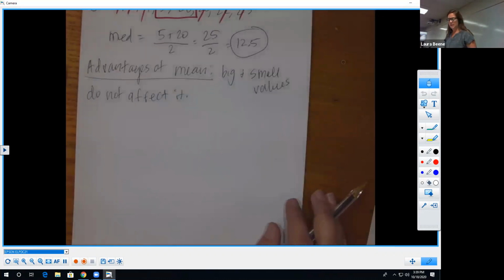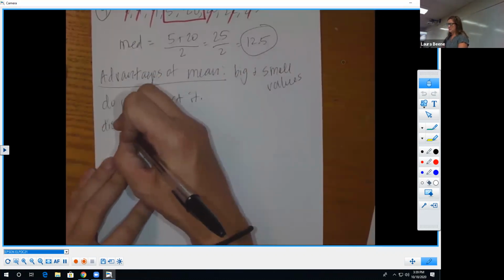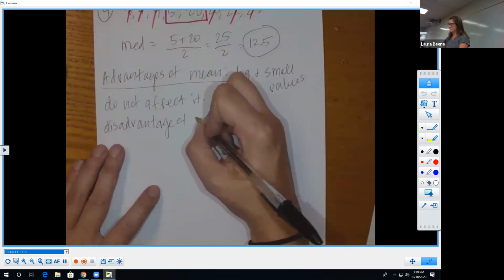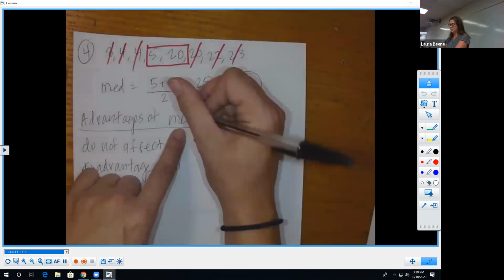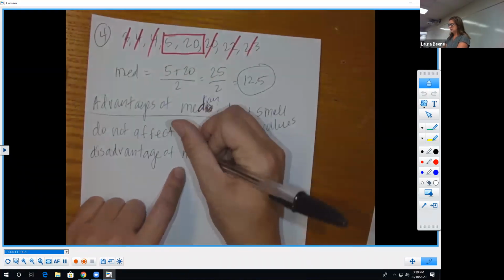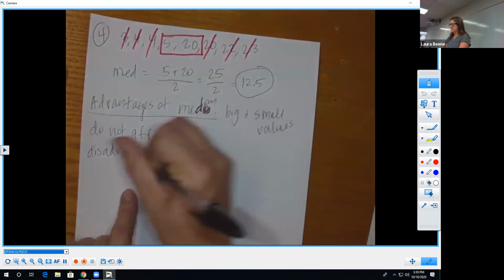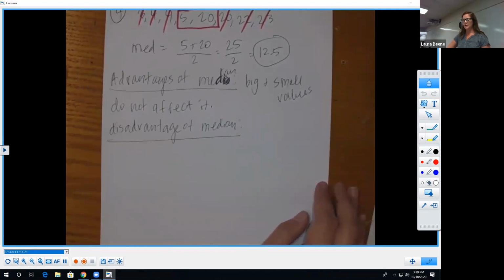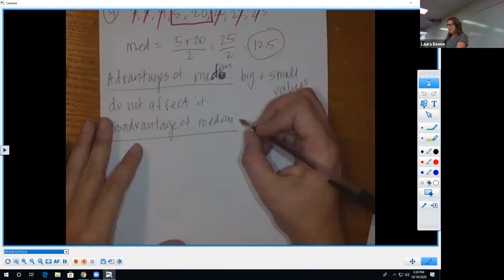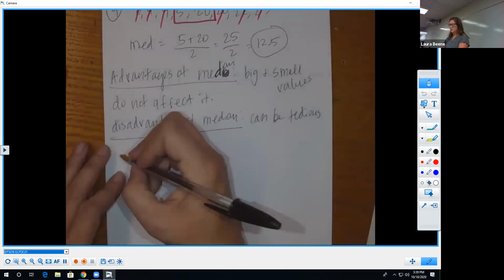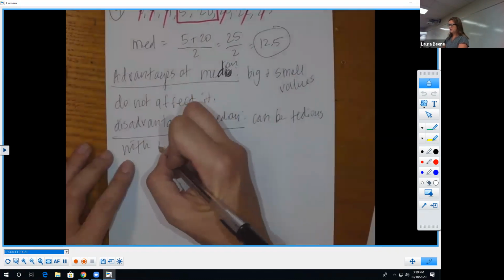A disadvantage of the mean is, think about what a disadvantage is. Oh, you know what? I wrote mean. This was median. I'm sorry. You probably already saw that. So disadvantage of the median is that it takes a little bit of time to put it in order from least to greatest. Okay, so it can be tedious with a really large set of data.